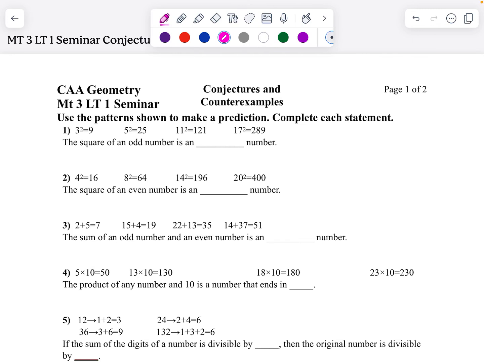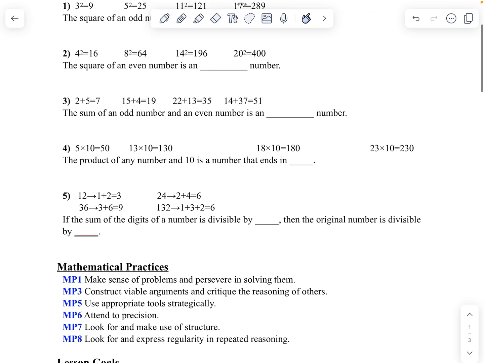Hello, let's take a look at your MT3 LT1 seminar in conjectures and counterexamples. Do the first 5 questions and then come back and check it. We'll go over those in class.